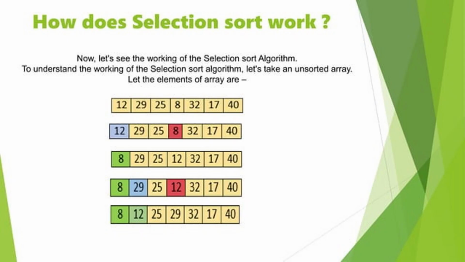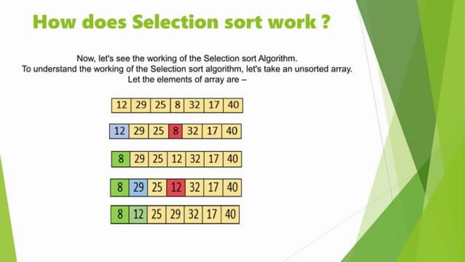Next, find smallest element in the remaining part of the array. Start from index 1 to the end. Why am I telling start from index 1? Because index 0 has 8, which is already sorted. So you have to start the sorting from index 1. So now the smallest element is 12. Swap 12 with the second element 29. Now the resultant array is 8, 12, 25, 29, 32, 17 and 40. So this is the last line of the array.